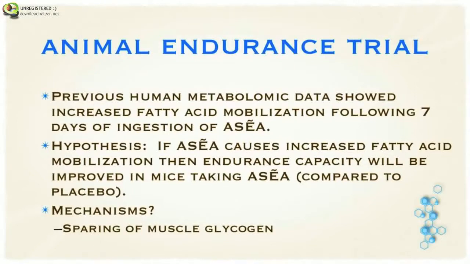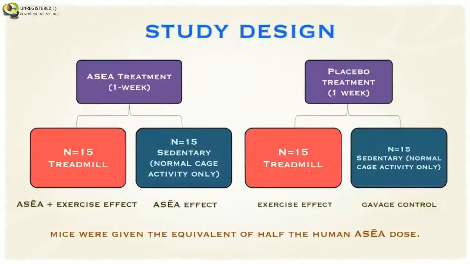Here we asked mice to get on a treadmill after consuming ASEA and watch how they perform. And after 7 days of being given ASEA, we were theorizing that in the same way that humans had a mobilization of fatty acids, there might be an improvement in endurance. The mechanism would be through sparing the use of glycogen in the muscles and improving endurance in that regard.